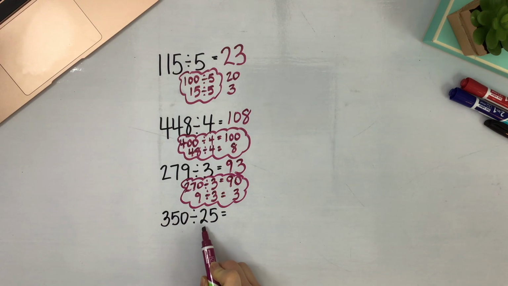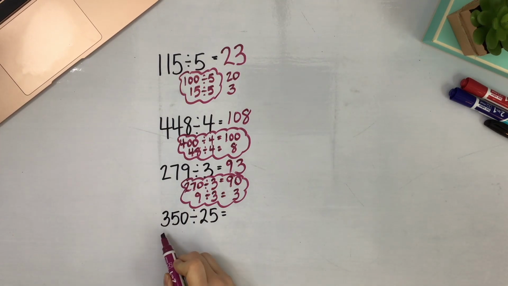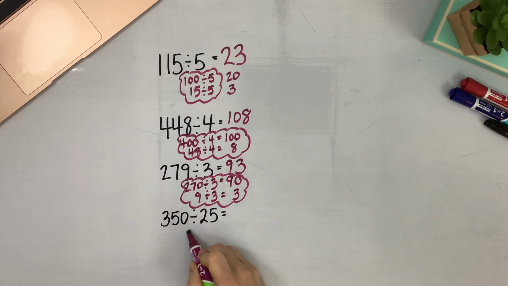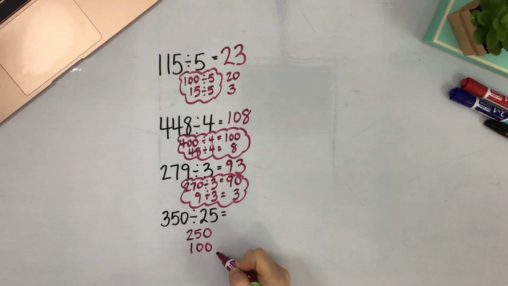Okay, here we have a larger divisor, but 25 is a divisor that we should get used to dividing by, mostly because 25 cents is a frequent coin that we use with our money, so counting by 25s is definitely a useful skill. So dividing by 25 is something we should be able to do. So I'm going to look at 350 and divide it into pieces that I know I can divide by 25. I'm going to take 250 and 100. Those are two pieces that add up to 350 that I know I can divide by 25 in my head.